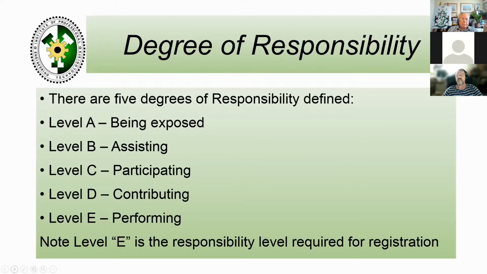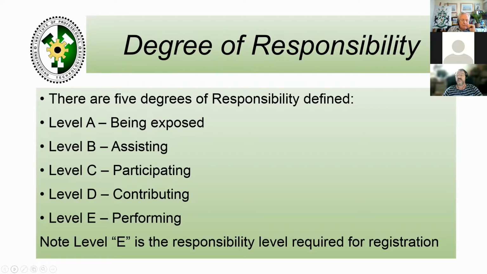Level A is being exposed. You just see and you're actually learning by looking. Level B is assisting, you're helping out, but it's very limited. Level C, you're participating, but you've got a bit more responsibility. And level D is where you contribute, where it's higher, and you're doing a lot of work, but you're still not performing on your own. Now, level E is where you are performing completely on your own, on your design.